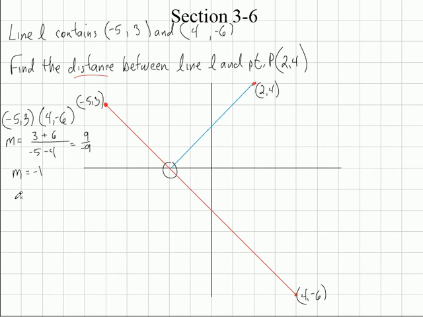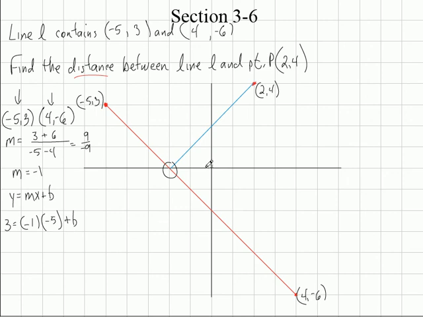Let's find the y-intercept. Well, I'm going to write y equals mx plus b. I know the slope, and I know an x and a y. Where do I find an x and a y? Either from this point or from this point. It doesn't matter. Let's just use the first one. So y would be 3 equals the slope, I just found it, which would be -1, times x, which would be -5, plus b. Now let's solve for b.